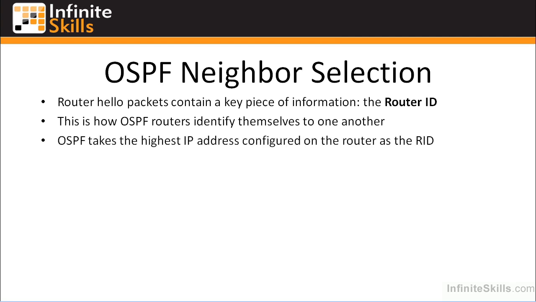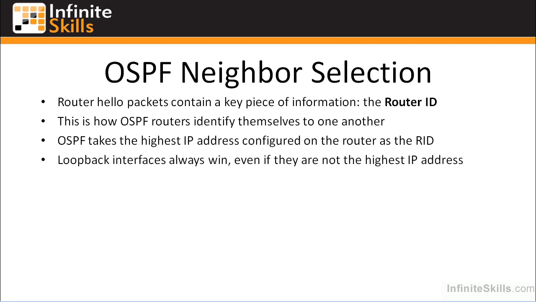Now, by default, OSPF takes the highest IP address configured on the router as the router ID, with just one little modification to that rule: loopback interfaces always win even if they're not the highest IP address. If you have multiple loopback interfaces, it will take the loopback interface that has the highest IP address. And the logic behind that is loopback interfaces are designed to be accessible from any interface on the router that happens to be up.